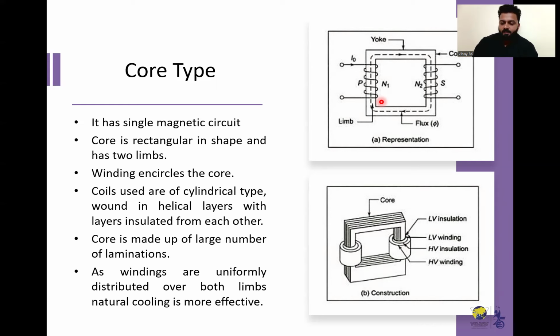As windings are uniformly distributed over both limbs, the cooling is very effective. Natural cooling can be done for core type of transformer. So it has only one magnetic circuit.